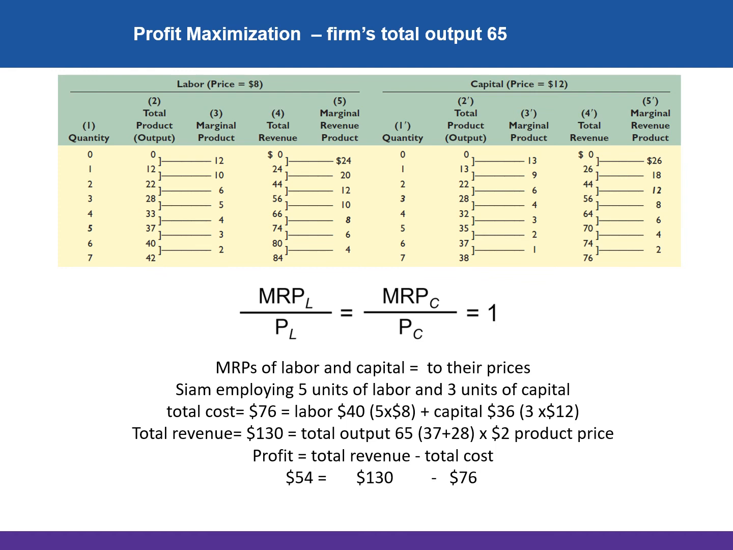Now what about total revenue? What we have to look at is, okay, if we employ 5 units of labor and 3 units of capital, what will be total production? Remember, we can measure that as column 1 and column 1 prime. So 5 workers contribute 37 to total output. 3 capital can contribute an additional 28 to total output. Therefore, our total output is 65: 37 attributed to labor, 28 attributed to capital. All right, total output, total production is 65.